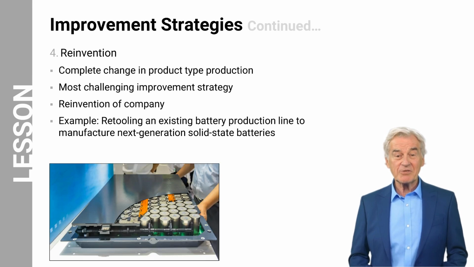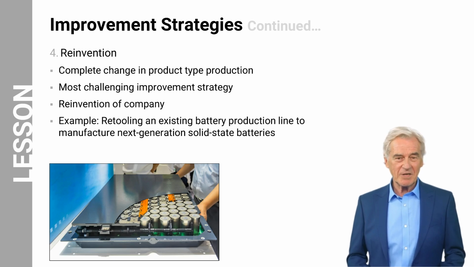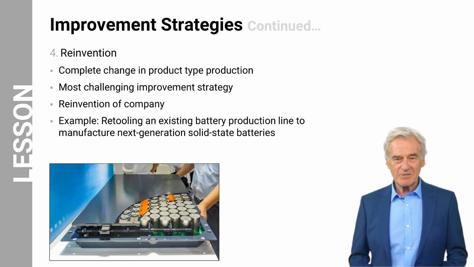Lastly, the reinvention strategy is the most challenging improvement strategy that a company could use. In the reinvention strategy, a company stops producing an old product and begins producing a completely different product. Companies may be forced to reinvent themselves if their products become obsolete due to technological advances. An example of this strategy applicable to EV manufacturing is retooling an existing battery production line to manufacture next-generation solid-state batteries.